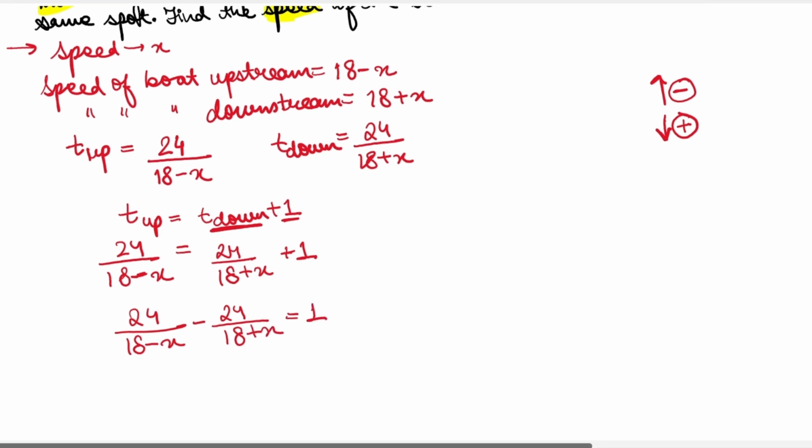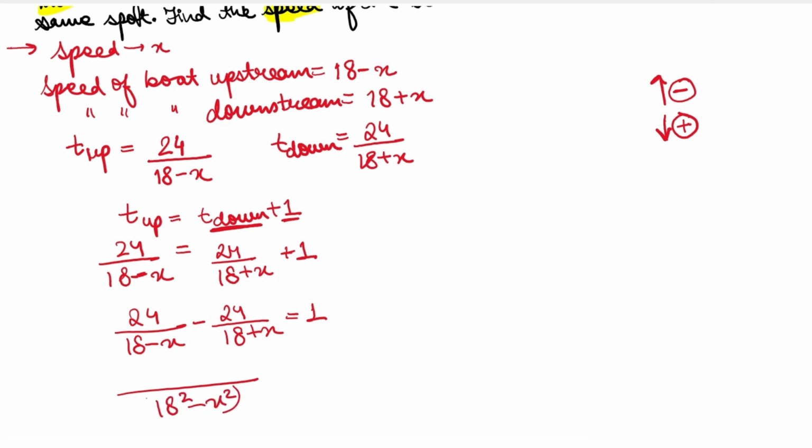So अब हम LCM लेंगे, LCM लेने के बाद हमें क्या मिलेगा, 18 square minus x square, or you can take it in simple manner, okay, if you want to avoid the formulas, so you can write it as (18 minus x) and (18 plus x). तो हम यहाँ क्या करेंगे, 24(18 plus x) minus 24(18 minus x) is equal to 1 times that.